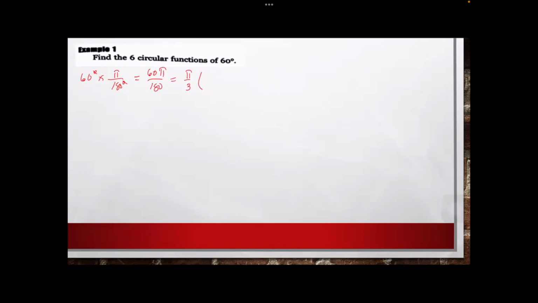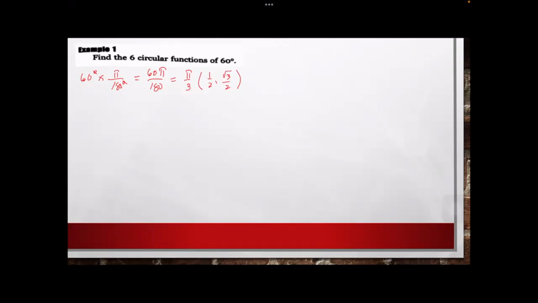What's the coordinate of pi over 3? Recall the lesson. Romeo: One half and square root of 3 over 2. Okay, so we have pi over 3. The coordinates are 1/2 and the square root of 3 over 2.